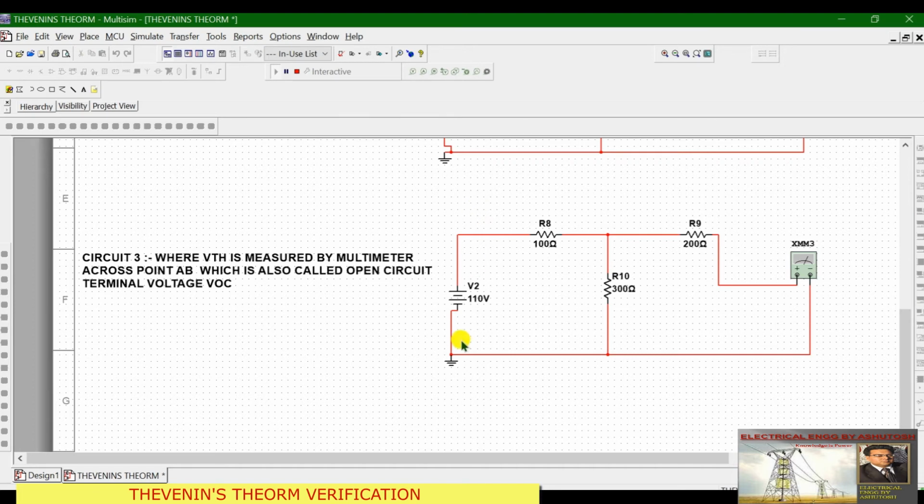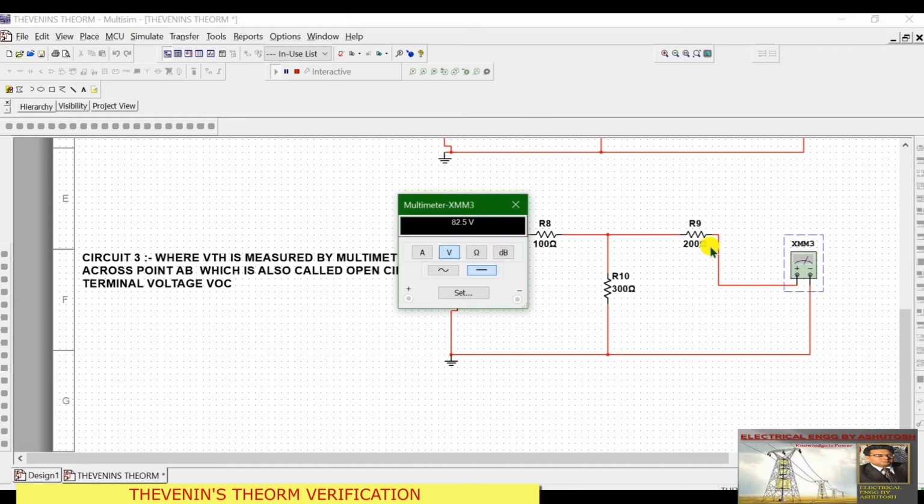So battery will be there, resistance will be there. What is to be done? Only RL is to be removed. Only load resistance is to be removed. So we have connected multimeter again across these two terminals, these 2 points A and B. And this is working like voltmeter. So it is giving us reading 82.5 volt.